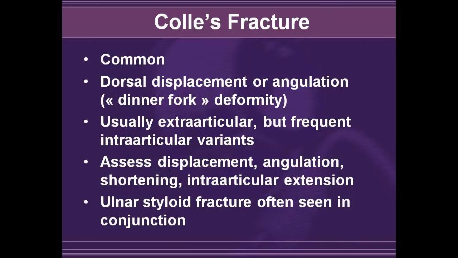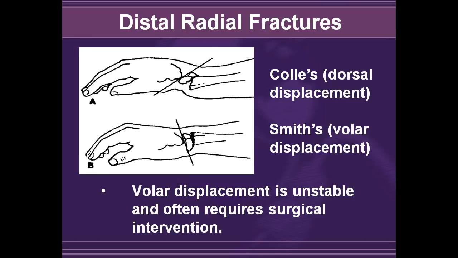Colles fractures are common. It's an eponym for a fracture of the distal radius. Usually you get dorsal displacement or angulation with the dinner fork deformity. Most often it's extra-articular, but there may be variants which extend into the radiocarpal joint. For this type of fracture, it's important to assess the displacement, the degree of angulation, the impaction or shortening, and any intra-articular involvement. Ulnar styloid fractures are often seen in conjunction with this fracture.